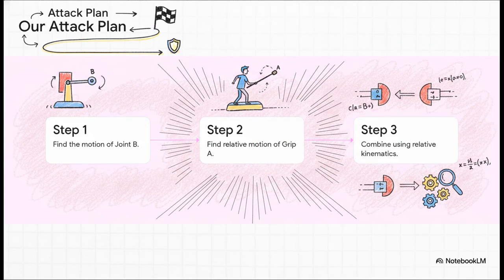To conquer this, we absolutely need a clear attack plan. If we try to solve for grip A all at once, the math just becomes a chaotic mess. Instead, we'll use a simple 3-part strategy. Step 1, we isolate the base and find the motion of joint B. Step 2, we imagine we're actually riding on that moving base, and we find the relative motion of grip A from that perspective. Step 3, we use the magic of relative kinematics to stitch those two realities together. See, no reason to panic, just 3 steps.